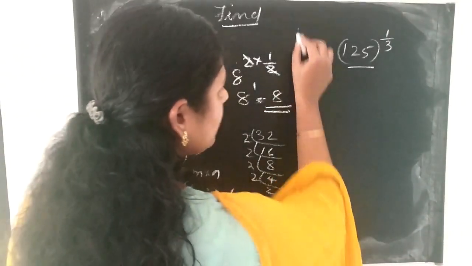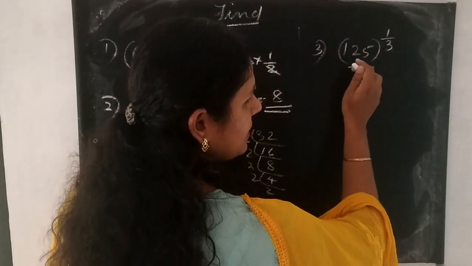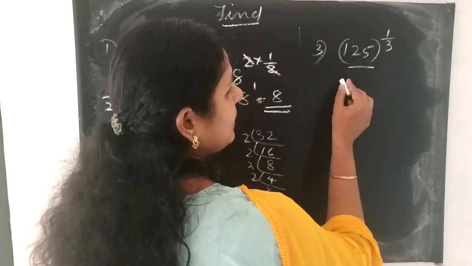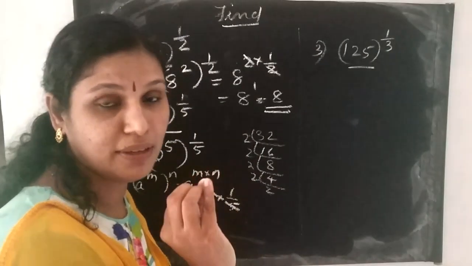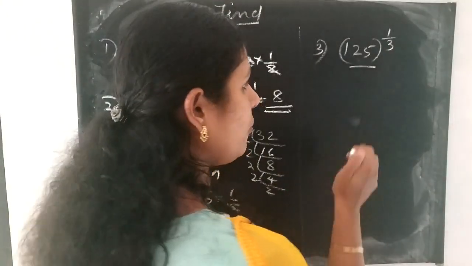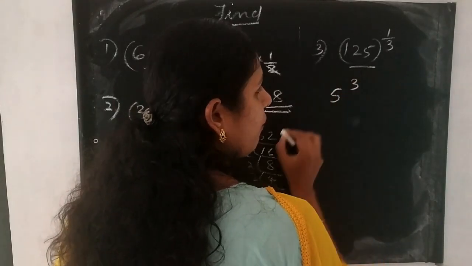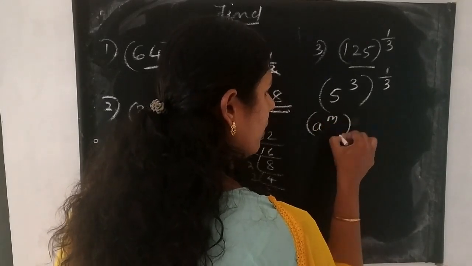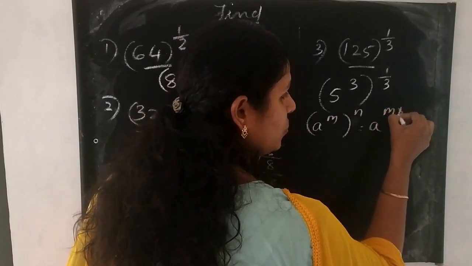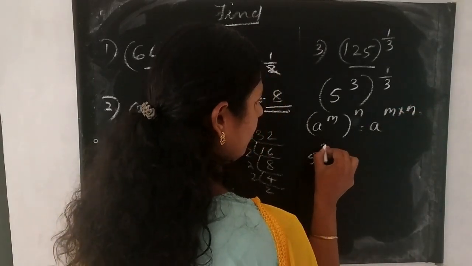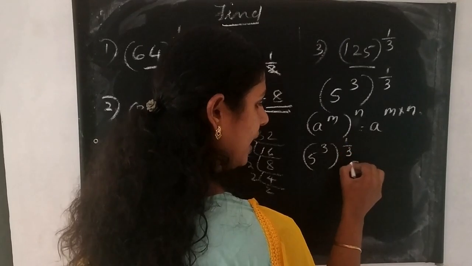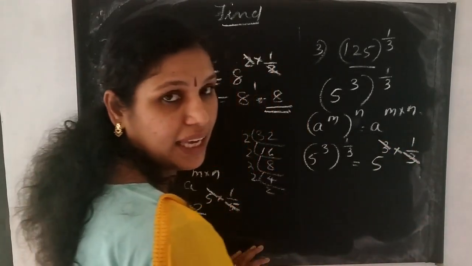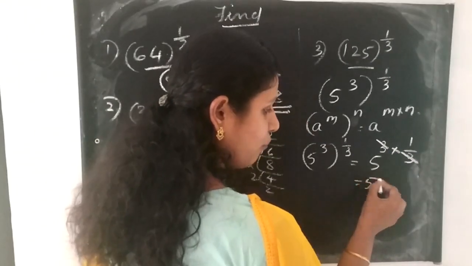Okay. Now the third question is 125. How to bring this 125 as the third exponent of some number? That is 5 into 5 into 5. 5 into 5 is 25. 25 into 5 is 125. We can write this as 5 cube, the whole raised to 1 by 3. That is a raised to m, the whole raised to n is a raised to m into n. So we can write this 5 raised to 3, the whole raised to 1 by 3, as 5 raised to 3 into 1 by 3. The 3s cancel each other. We get 5.